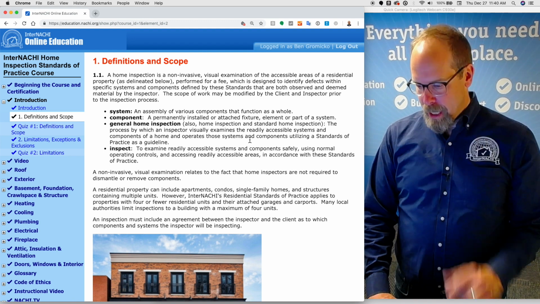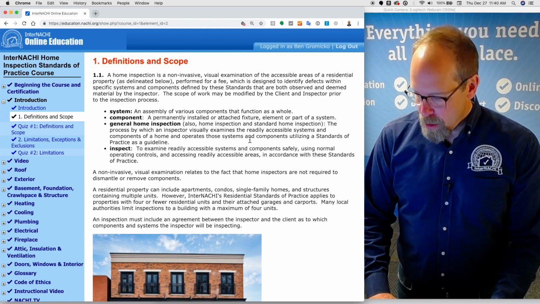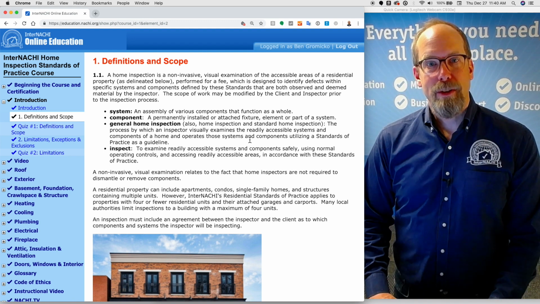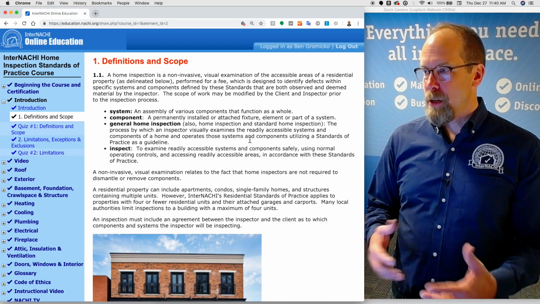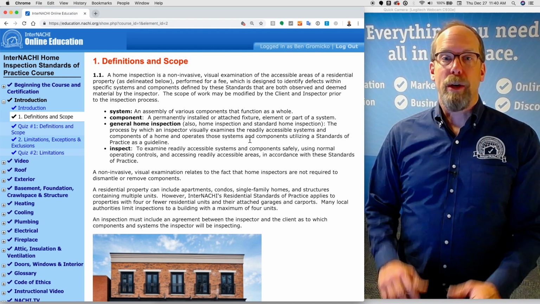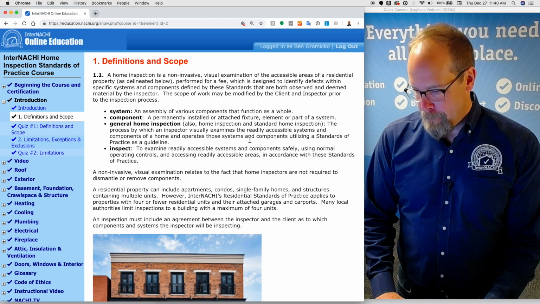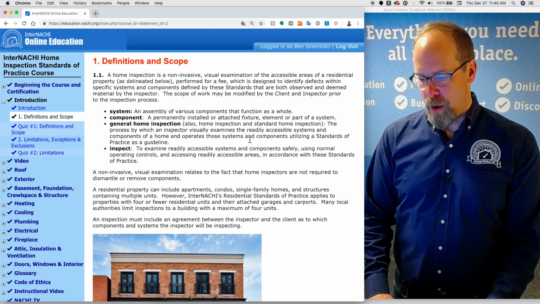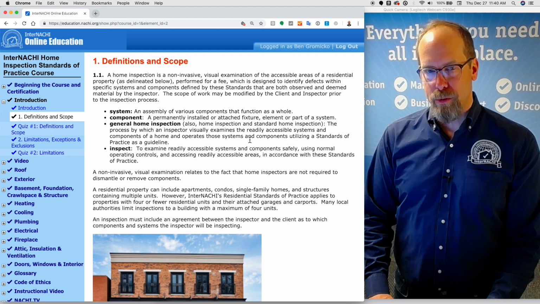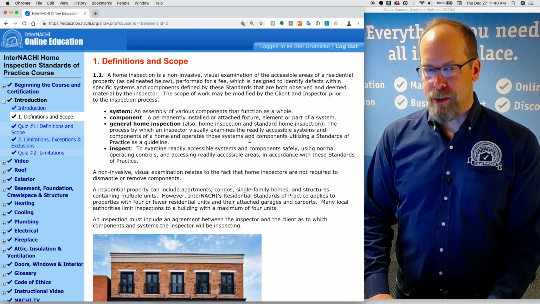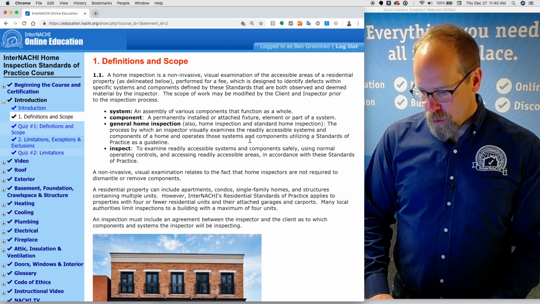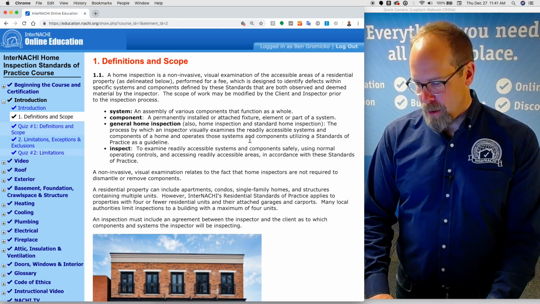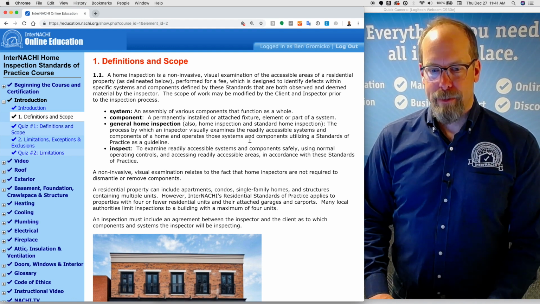A home can include apartments, condos, residential, single-family homes. So when we talk about home inspections, we're talking about residential buildings. However, InterNACHI's residential standards of practice apply to properties with 4 or fewer residential units and their attached garages and carports. Many local authorities limit inspections to a building with a maximum of 4 units.